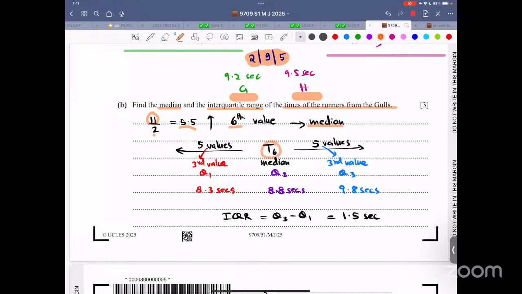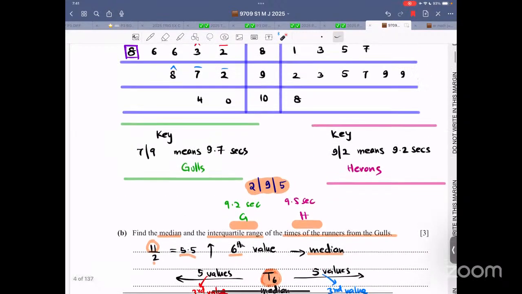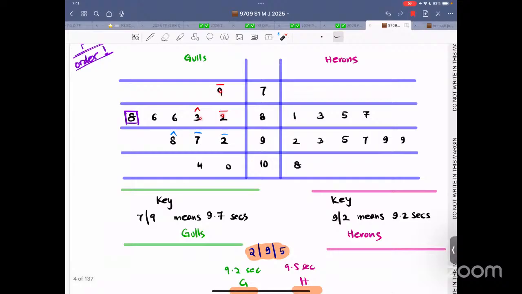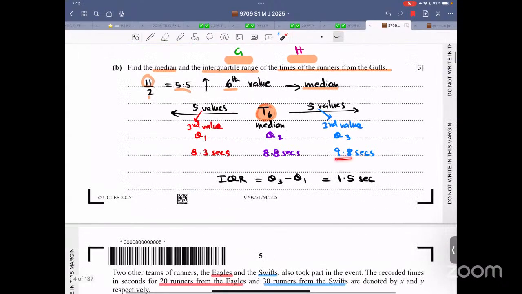So T6 is the median value in the middle, and five values are lesser than this, five values are greater than this. Out of these five, pick the middle one, that is the third value. Then you write 1, 2, 3, 4, 5, 6. So T6, that is 8.8, that's the median. Out of the five smaller ones, T3, which means 8.3, that's the lower quartile. Out of the five bigger ones, pick the middle one, T9, that is 9.8, that is the upper quartile.